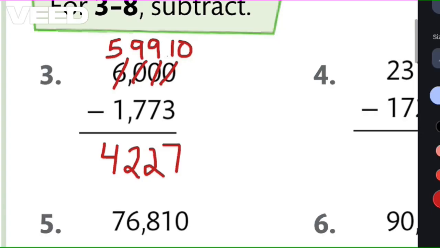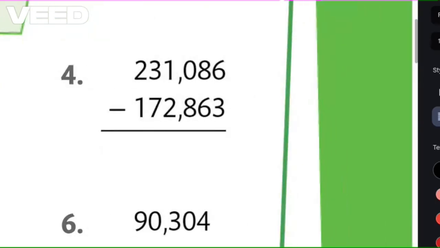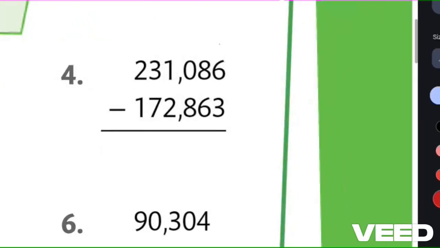Let's try another problem. Let's look at this one. Now, 6 minus 3, we can do that. This is a no change. 8 minus 6 in the next column, we can also do. This is another no change.